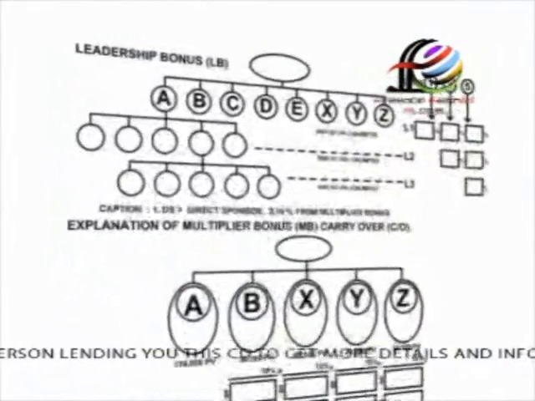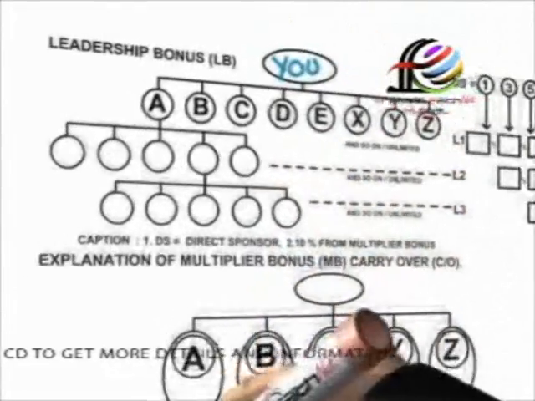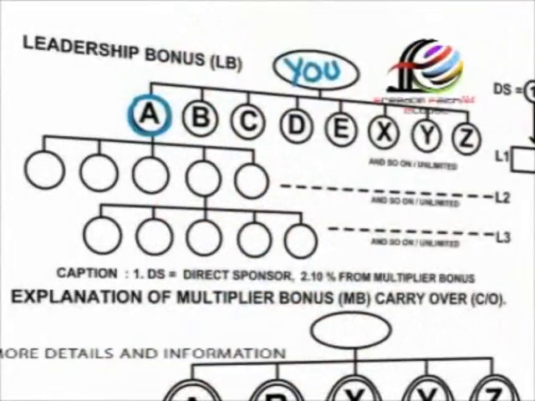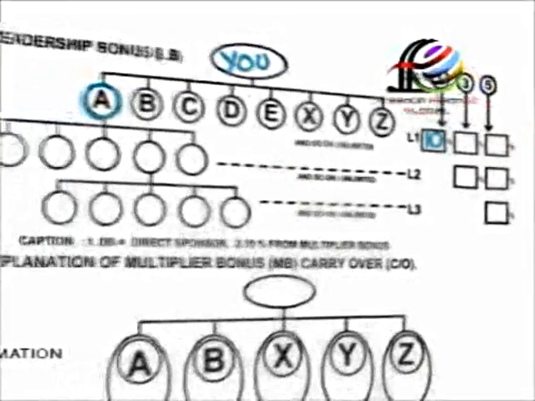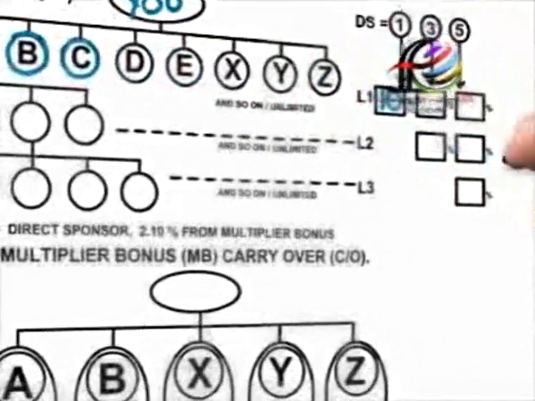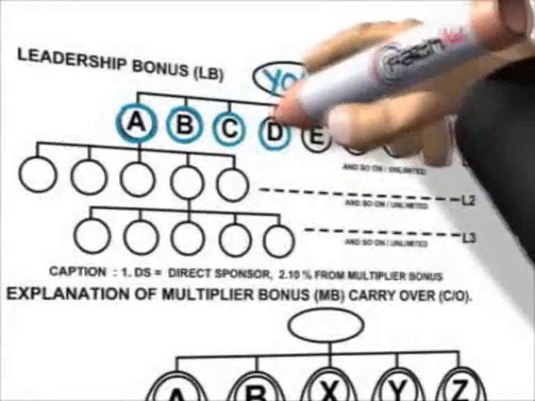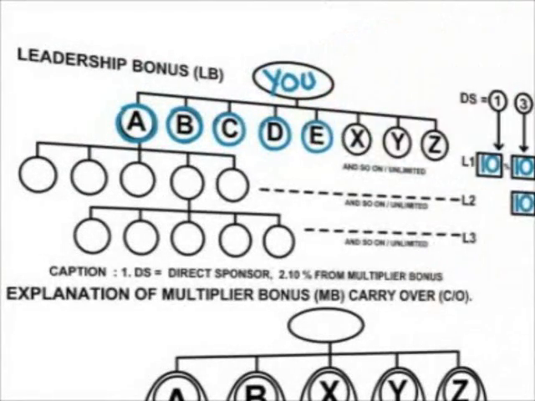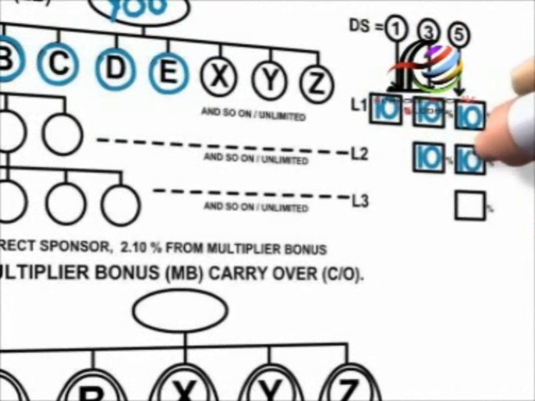For example, if I move this here, then this will happen. This is you. If you introduce one direct sponsor, let's say A here, you will get 10% of his multiplier bonus at the first level. If you introduce 3 direct sponsors, A, B, and C, then you get 10% at the first level and 10% at the second level. If you introduce 5 direct sponsors, A, B, C, D, and E, you will get 10% at the first level, 10% at the second level, and 10% at the third level.